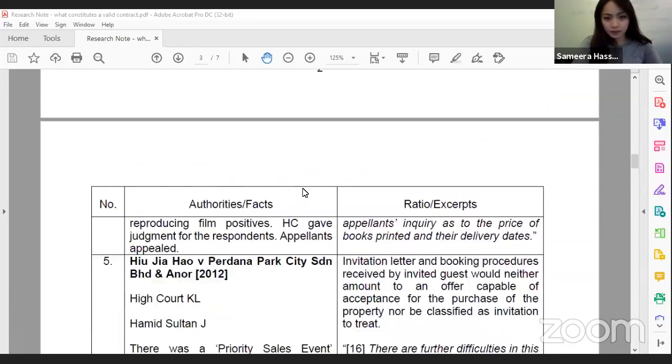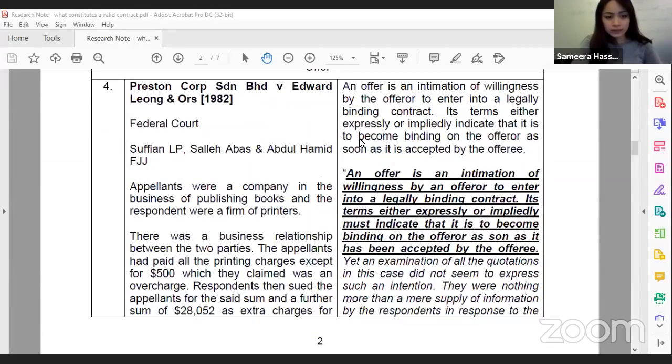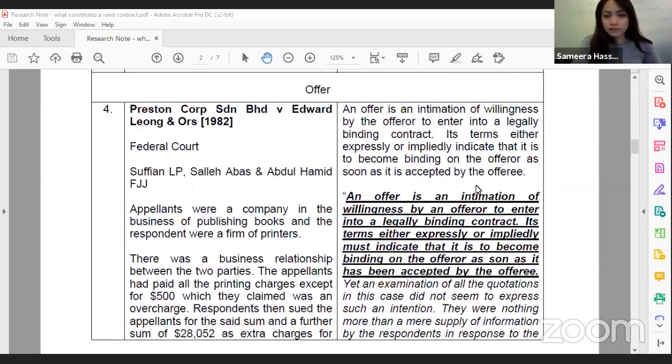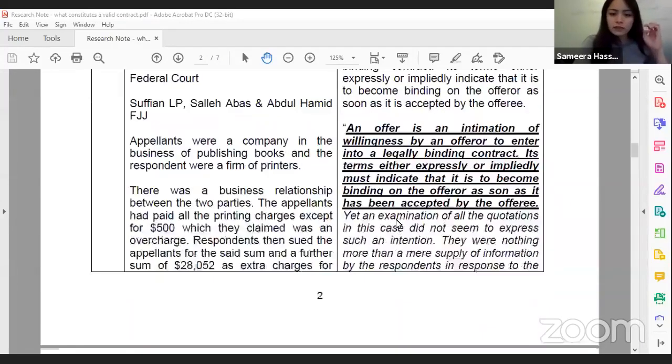So basically, there you go. That's the definition of an offer. So whatever conduct or whatever words have been used by the person making the offer, if it falls under this category, then there you go. It's straight up an offer.